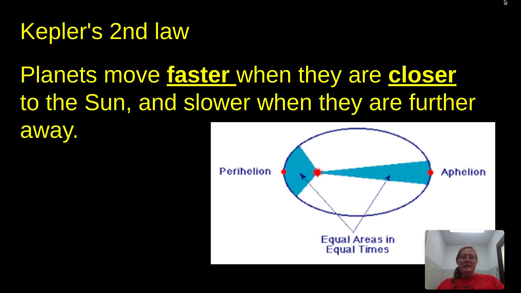Kepler's second law: the planets move faster when they are closer to the sun and slower when they are further away. So there are times of the year when we are closer to the sun and we do move a little bit faster, and that's called the perihelion. And when we're further away, it's called the aphelion. We saw this when we changed the distance of the Earth to the sun. It was much more apparent when we were closer to the sun, but it does still happen.